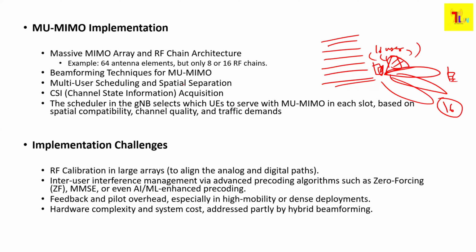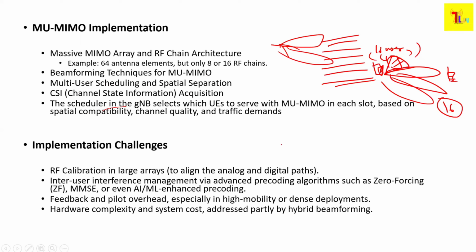And multi-user scheduling and spatial separation, right? So you also need to be able to have dedicated beams for individual users, and the scheduling also has to be done for multiple users, right? So that is also one of the implementation aspects when it comes to multi-user MIMO. So you should be able to schedule multiple beams for the multiple users, right? That is one thing. And CSI acquisition, right?